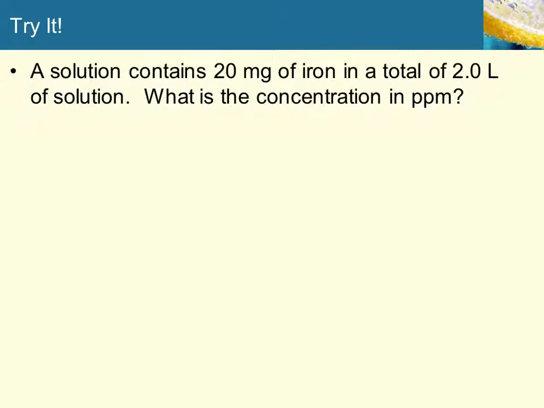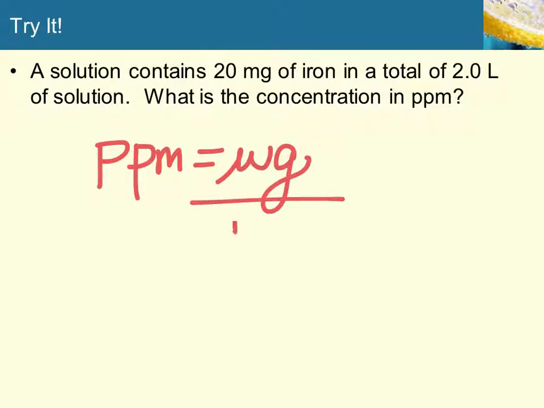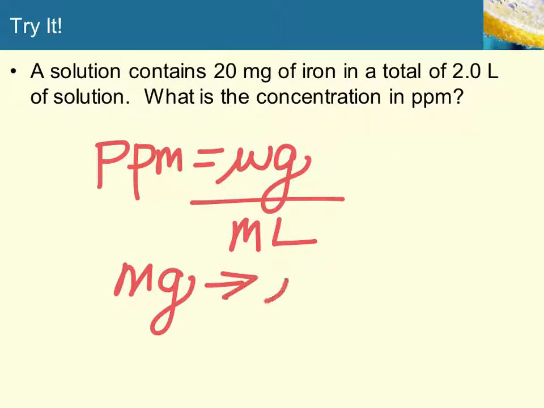A solution contains 20 milligrams of iron in a total of 2 liters of solution. What is the concentration in parts per million? Well, you know that ppm is equal to micrograms per milliliter. So we've got to go from milligrams on top to micrograms, and we have to go from liters on the bottom to milliliters.